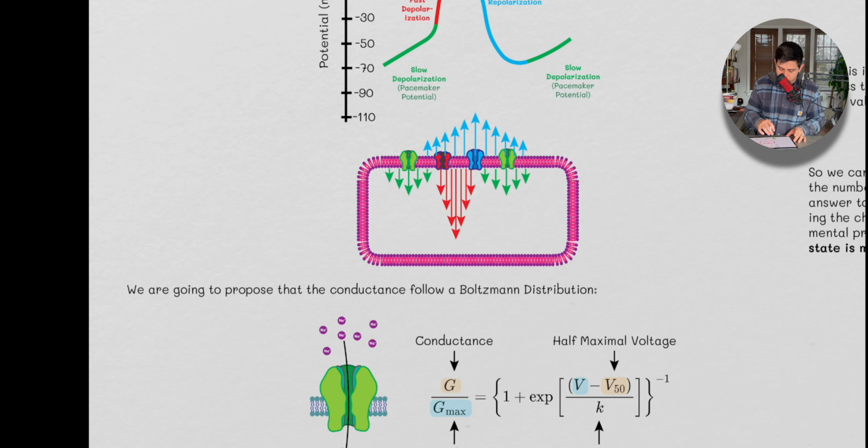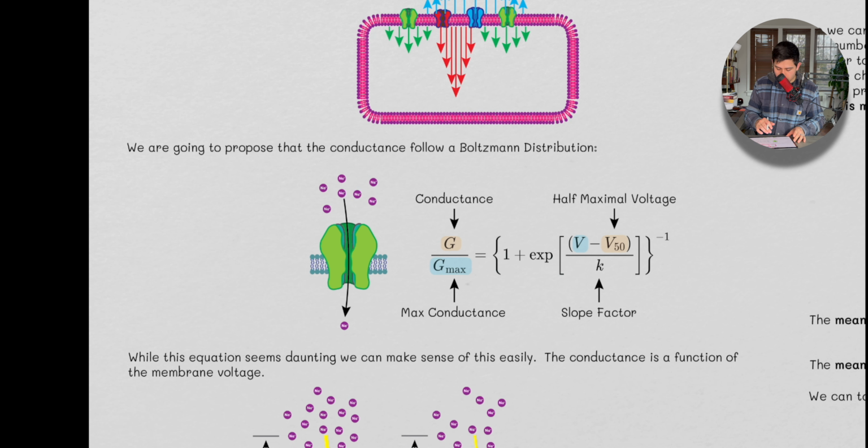We're going to propose that the conductance of these cells follows a Boltzmann distribution. If you don't know what a Boltzmann distribution is, that's okay. Let's make sense of this equation right here. G is going to be our conductance. We want to know how many ions are passing through the channel at one time, or within some interval of time. It could be a really fast influx of sodium, or really slow. We want to be able to put a number on this. We're going to normalize it.